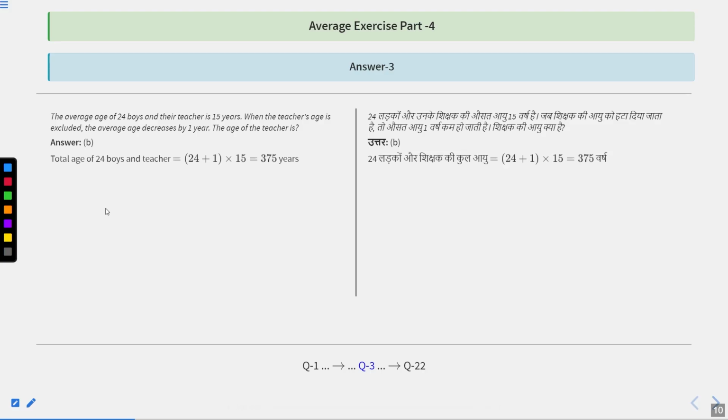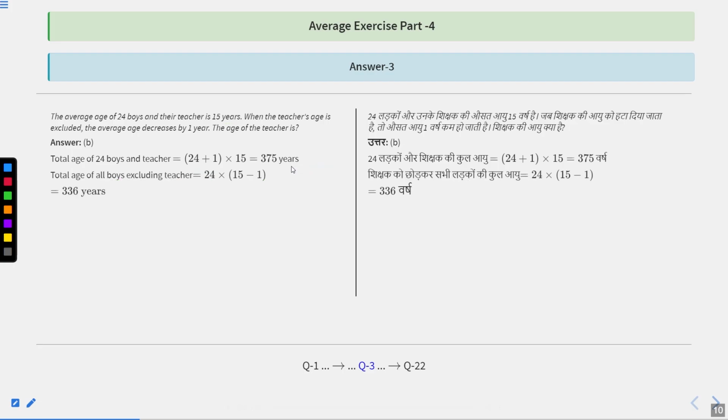Now the question says that the average age of 24 boys and their teacher is 15. So the total number of members will be 24 boys and 1 teacher, 25 persons. So we can multiply 24 plus 1, which is 25, by 15, and it becomes 375.